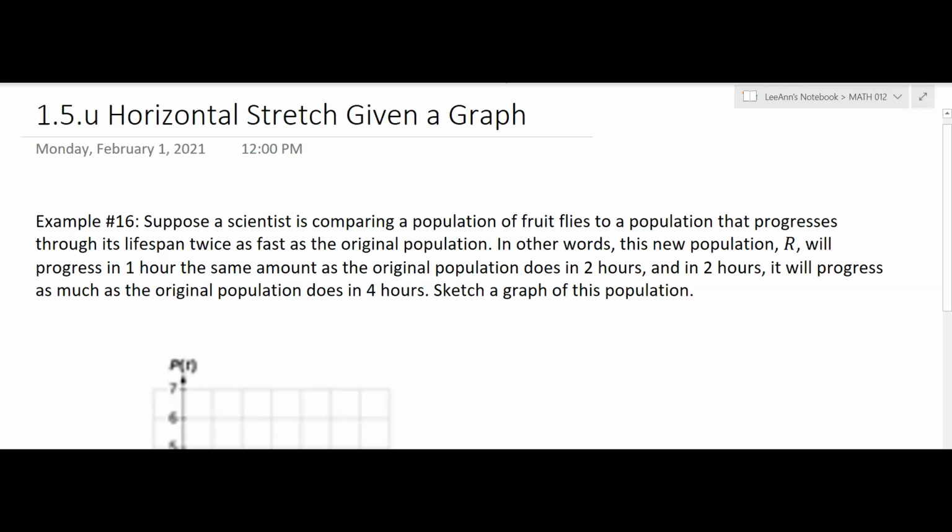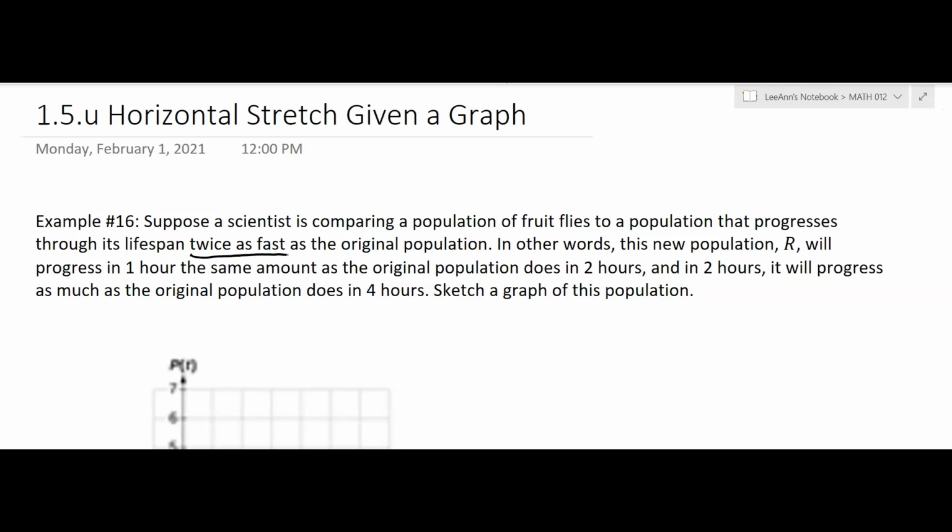Okay, so now we have an example with that fruit fly population that we did earlier. Suppose a scientist is comparing a population of fruit flies to a population that progresses through its lifespan twice as fast as the original population. So what does that mean when it's occurring twice as fast?